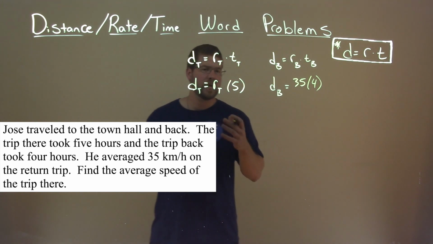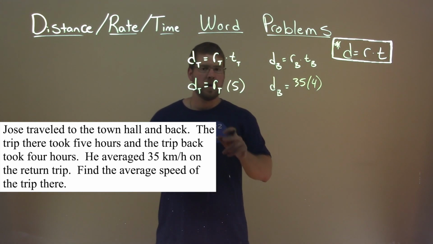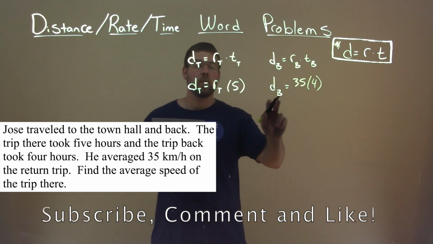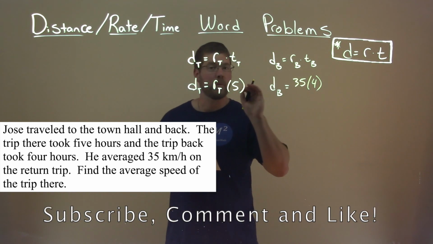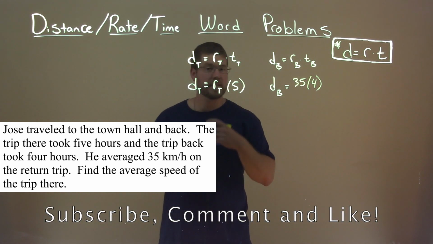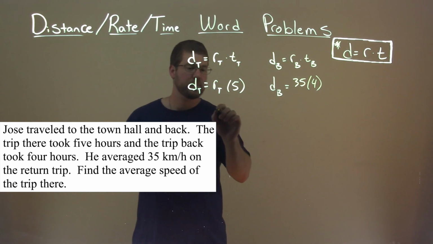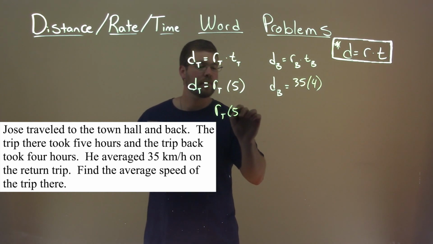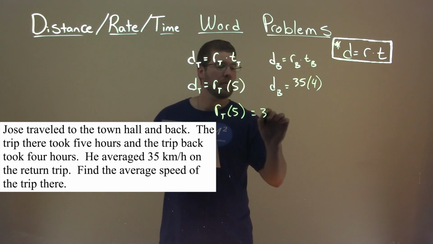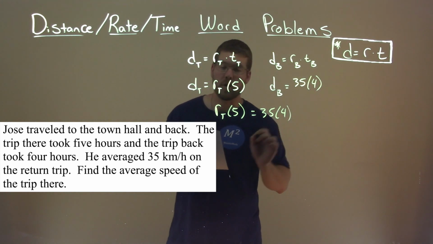And so now we actually have enough information to solve. We don't know what the distance there was or the distance back, but what we do know is that they're equal. It's the same distance. So we can set these 2 equations equal to each other. R sub t times 5 is equal to 35 times 4.